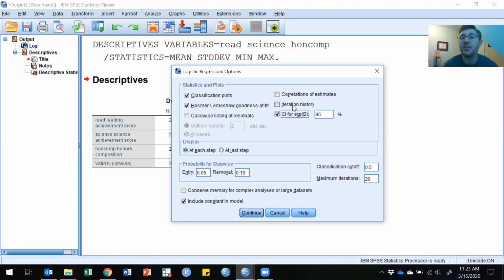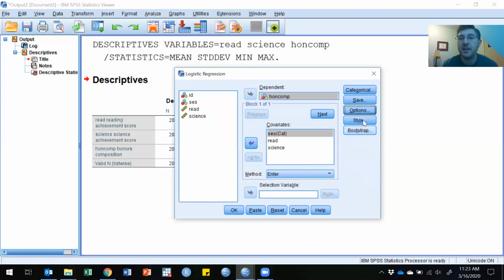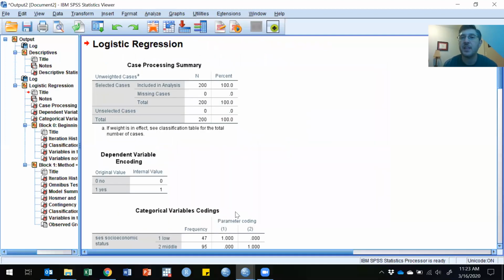You could also click on iteration history here. If you look in the notes, that's one way that you can calculate another one of these pseudo R squares by hand, which will need that. The iteration history here, we'll just click on it. I don't believe we need anything else, so we'll hit OK, and we'll run the regression model.